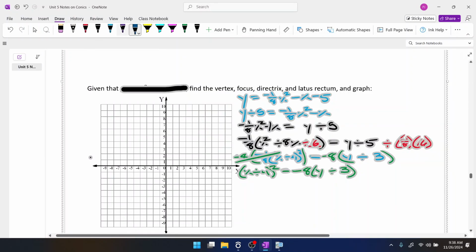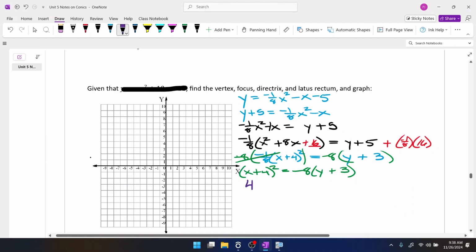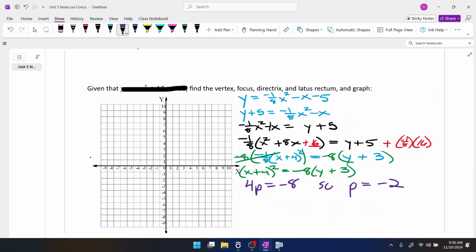So 4p is going to equal negative 8. So p is going to be negative 2. Well, p is a negative value for the first time. How do you like that? So the original focus is going to be at 0, negative 2. And the original directrix, I'll just call them OF and OD, even though I don't know if I should, y equals 2 here. Odie. I had a dog named Odie.